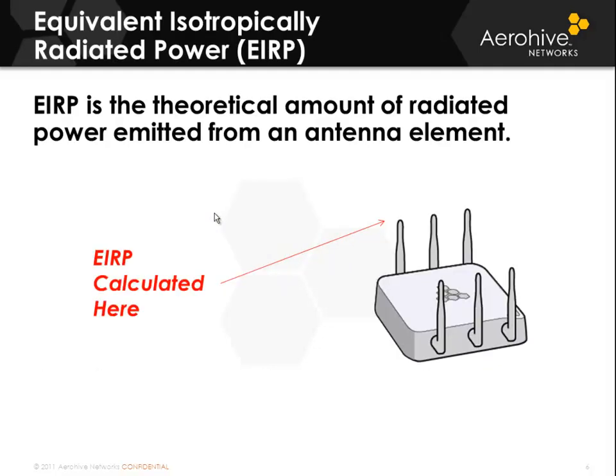Equivalent isotropically radiated power. The equivalent isotropically radiated power, or EIRP, is the highest RF signal strength that is transmitted from a particular antenna. This is what is actually transmitted into the medium. Antennas are capable of focusing or directing RF energy. This focusing capability can make the effective output of the antenna much greater than the signal entering the antenna due to the use of the elements inside the antenna itself.